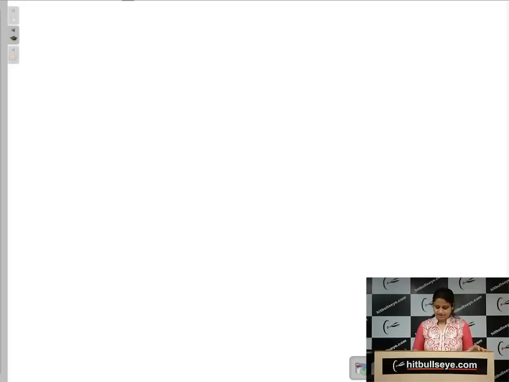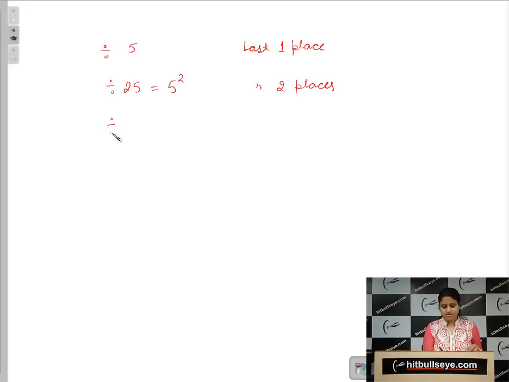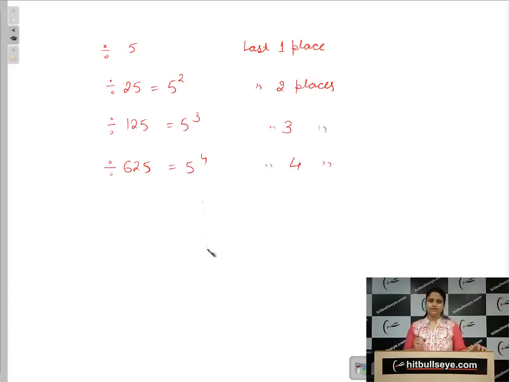Now that is the same thing as we have done in case of divisibility by 2. So if we want to check the divisibility by 5, we will check the last one place. If we want to check it for 25, since 25 can be written as 5 square, we'll check it for the last two places. If we want to check it for 125, which is 5 cube, we will check it for the last three places. If we want to check it for 625, which is 5 raised to power 4, we will check it for the last four places and so on. The same thing we did in divisibility by 2, 4, 8, 16, 32 and so on.